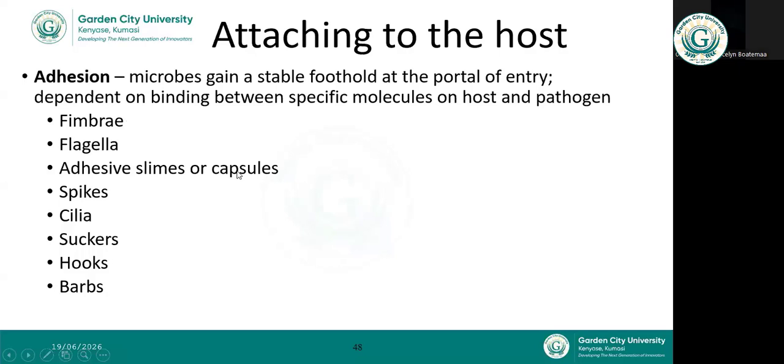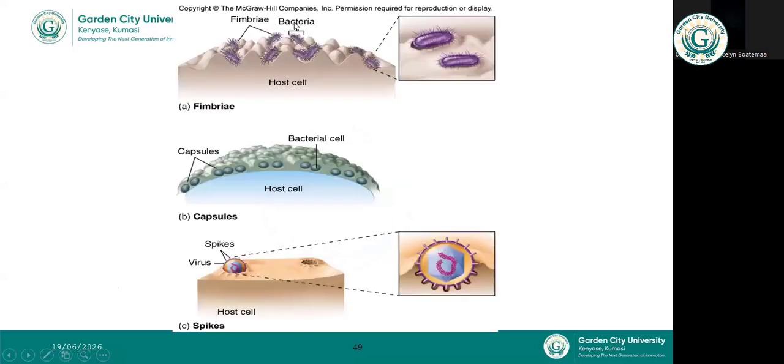Some of them will have slime layers or capsules that they can use to firmly attach to the intestinal walls so that they are not washed down, or they can avoid phagocytosis by the defense system. Some of them, like the viruses, will have spikes so that they can firmly bind to the host cells or the receptor cells of the host and then gain entry. Some of them will have cilia, suckers, hooks, or barbs for attachment to the host. So, for example, the bacterial cells have appendages that they can use to attach, and then they finally gain entry. They will release some toxins or open up so that they can enter the host cells.